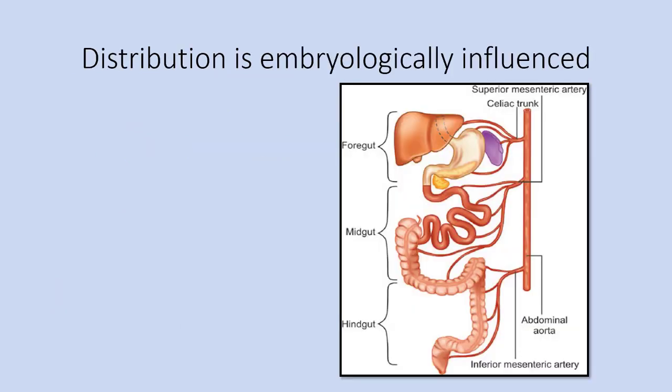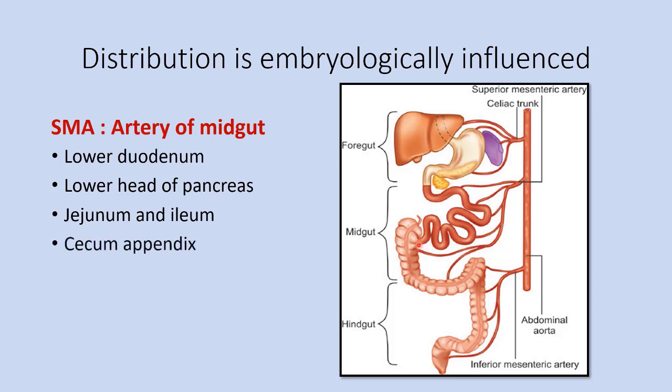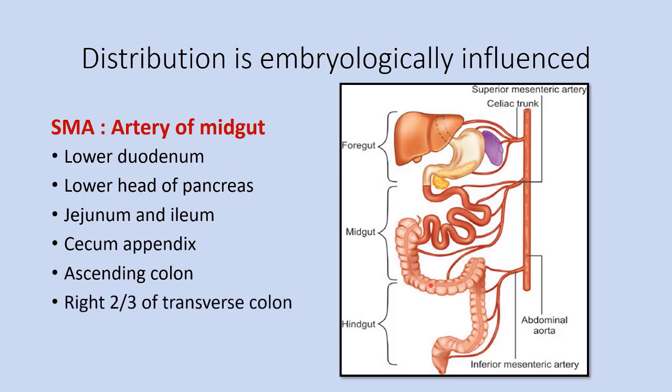Vascular distribution in GIT is embryologically influenced. Superior mesenteric artery being artery of midgut, it supplies all those parts of the gut system which are developing from midgut. They are lower part of the duodenum, lower part of the head of the pancreas, jejunum and ileum, cecum, appendix, ascending colon, and right 2/3 of transverse colon.